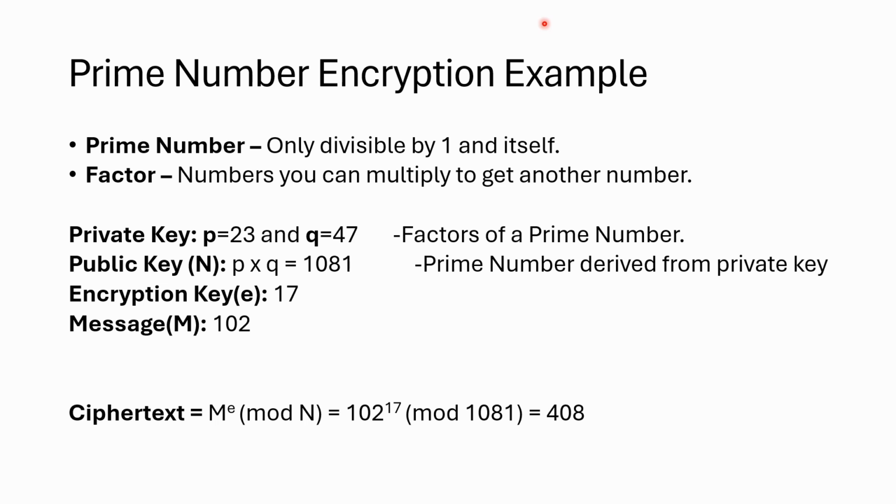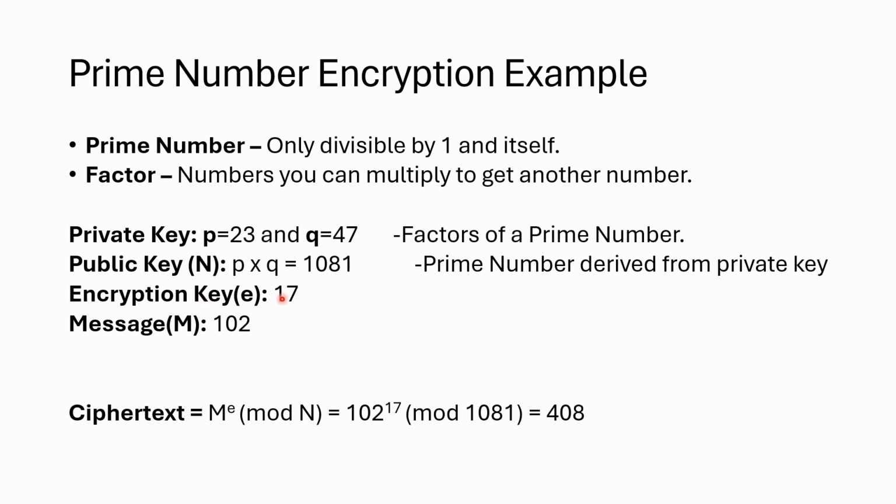The example of an intractable problem on the last slide was factoring large integers into their primes. But we're going to work with smaller integers just to make it easy on ourselves. A prime number is only divisible by 1 and itself. A factor is a number you can multiply with others to get another number, right? So here we have a private key. The private key is the two factors, P equals 23 and Q equals 47. Our public key is N. P times Q is 1081. This is derived from the private key. So this public key is derived from our private key.